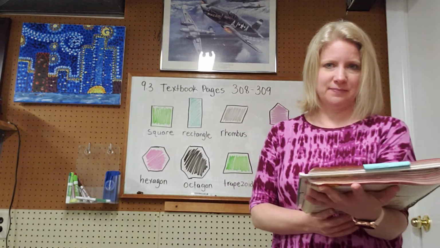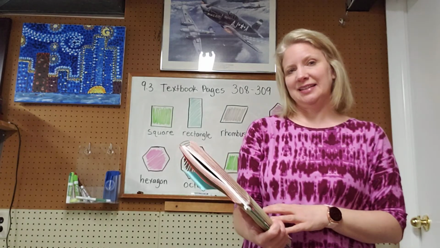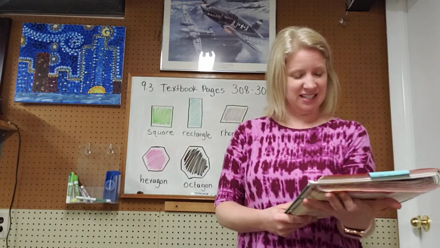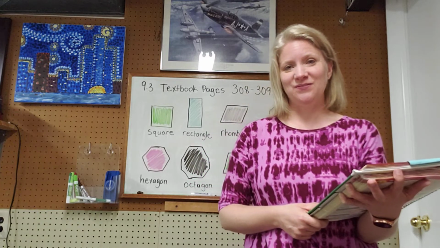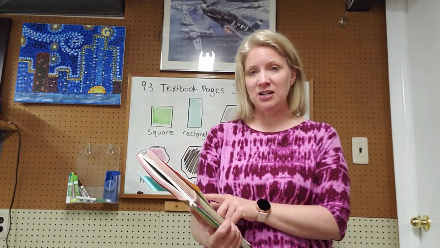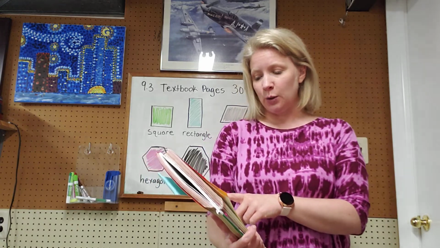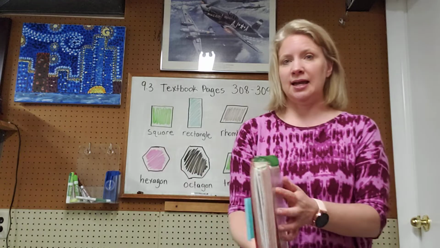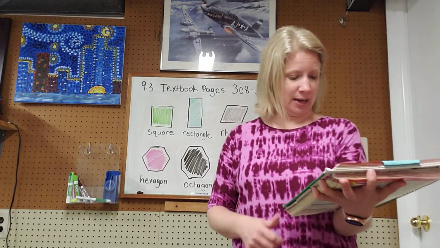Number 8. Is number 8 a polygon? It's an oval. It's an oval shape. Do you think it is? Yes or no? It's tricky. No. An oval is not a polygon because remember our definition, if you look back on it at 308, it says a polygon is any closed figure with straight sides. And an oval or a circle does not have straight sides, so it's not a polygon.